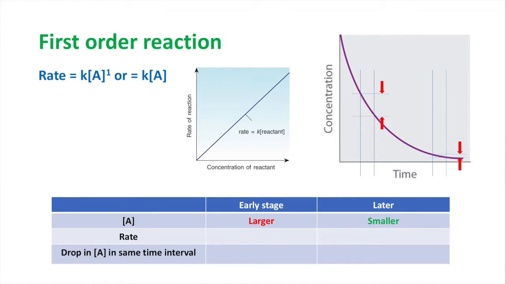For the diagram shown on the right, the concentration drops against time, but not linearly like the one we saw in the zeroth order. This is because in the earlier stage, when the concentration of reactant is larger, it produces a faster reaction or higher reaction rate. As a result, more reactant will be consumed in a certain time interval. But in the later part of the experiment, when the concentration of reactant is smaller, it results in a slower reaction, and we can expect that less reactant will be consumed in the same time interval.